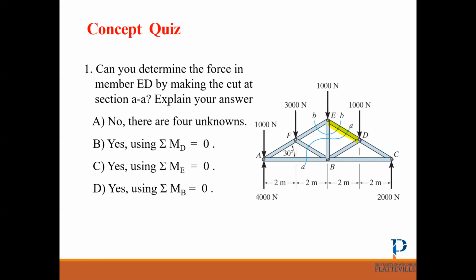So can you determine the force in member ED by making the cut at section AA? So this is our cut, okay? We want to find this member. So what is the best approach if we want to get the moment? Which point is a good point to get the moment if we cut this truss?